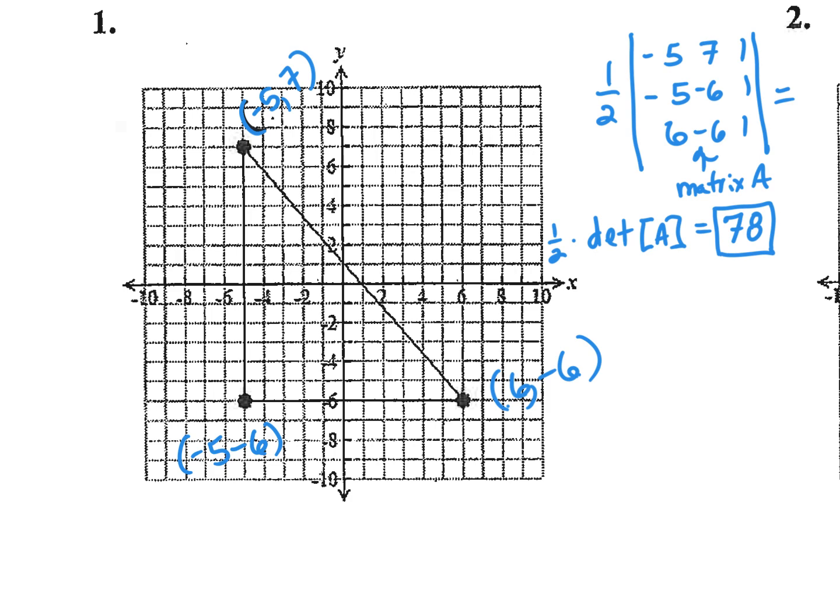So we're gonna hit second matrix, we're gonna edit A. We're gonna make it a 3 by 3, aren't we? And we're gonna do -5, 7, 1, -5, -6, 1, and 6, -6, 1. Out of that, we're gonna hit 0.5 times second matrix, go over to math, determinant, second matrix A. Oh, 71.5? I don't know what I did wrong there, but yeah, 71.5, excuse me.